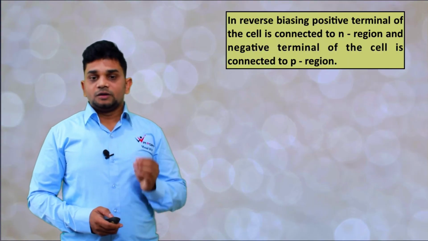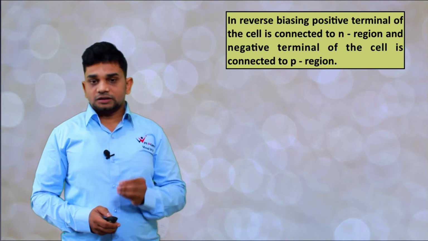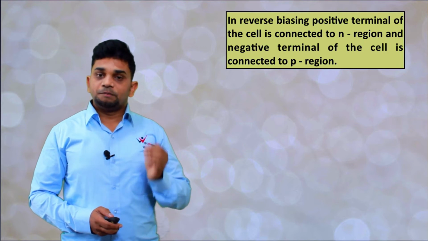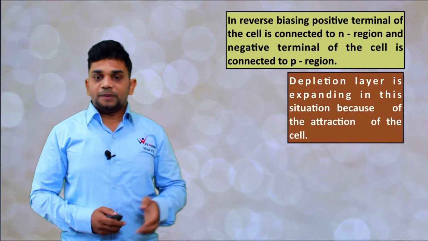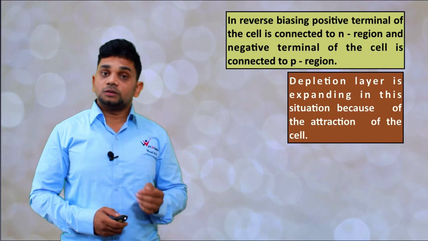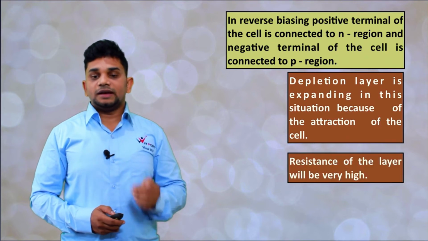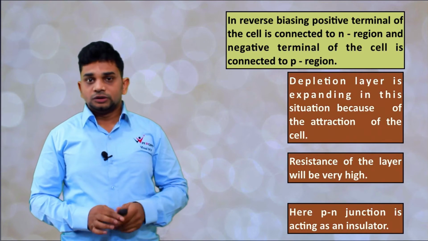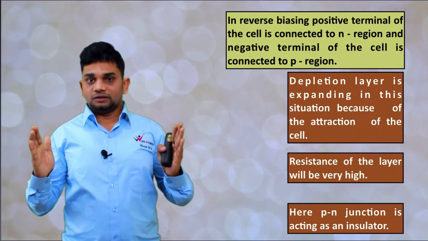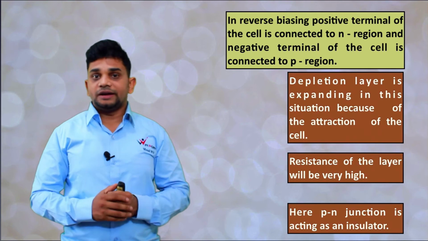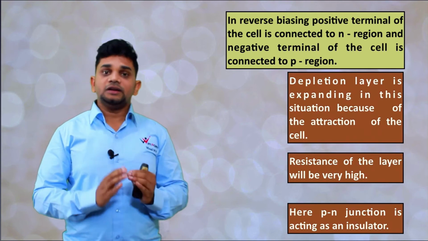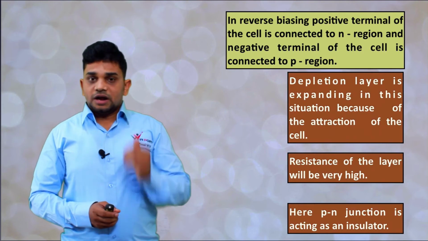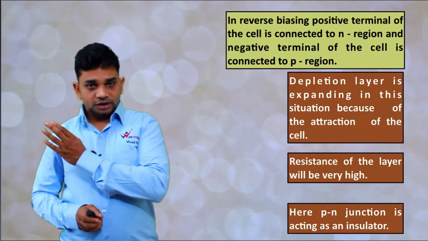In reverse biasing, positive terminal of the cell is connected to N region and negative terminal of the cell is connected to the P region. Depletion layer is expanding in this situation because of the attraction of the cell. Resistance of the layer will be very high. Here PN junction is acting as an insulator. So depletion layer is expanding. Now we have a wide depletion layer. Because of this depletion layer, it is an insulator. So in reverse biasing, the current is not flowing through the diode.